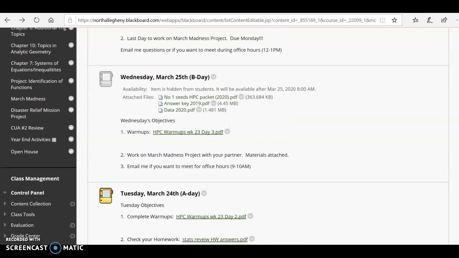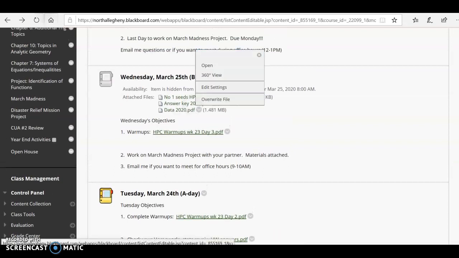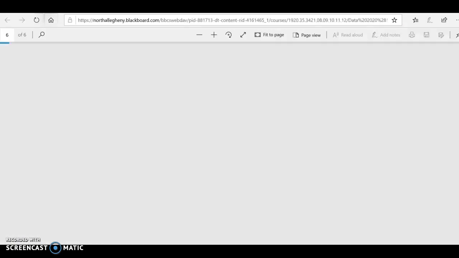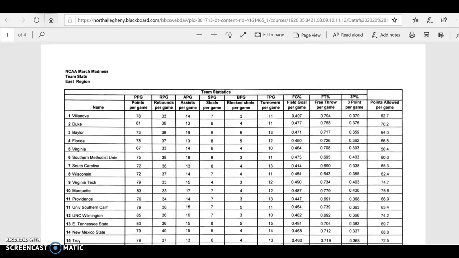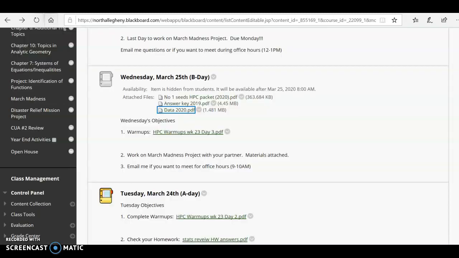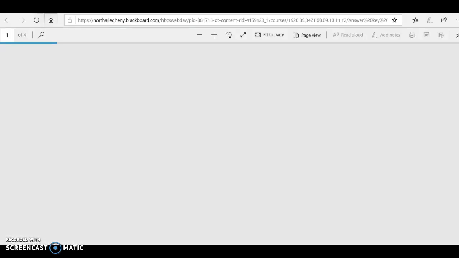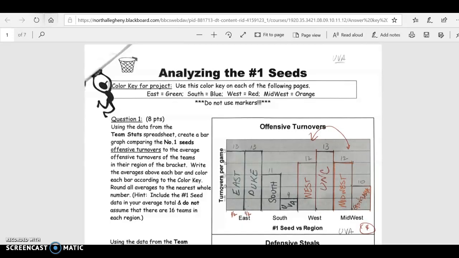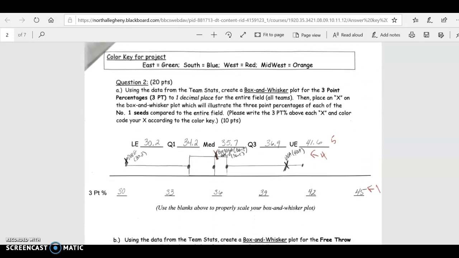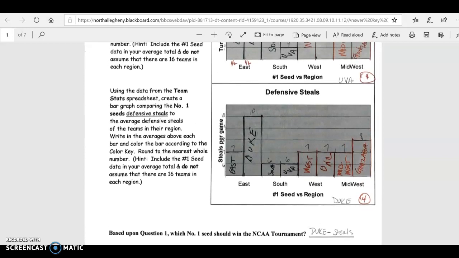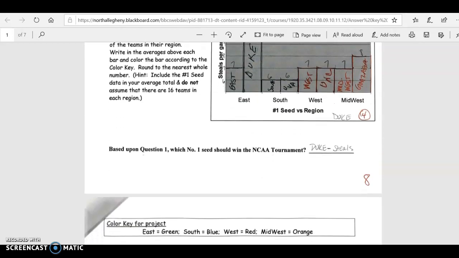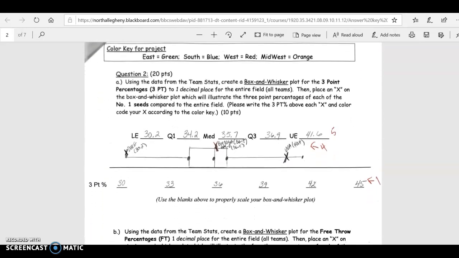And you can see, here's my answer key from last year, 2019. Oh, that's not what I wanted. Let's go back. Here's the answer key from last year. And so last year's data is not what we're using, so this is not going to be what yours looks like. In fact, you can see there's totally different number one seeded teams. But this will give you an idea of what your finished project should look like.